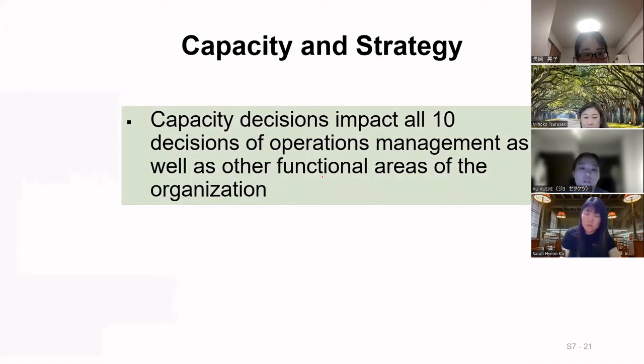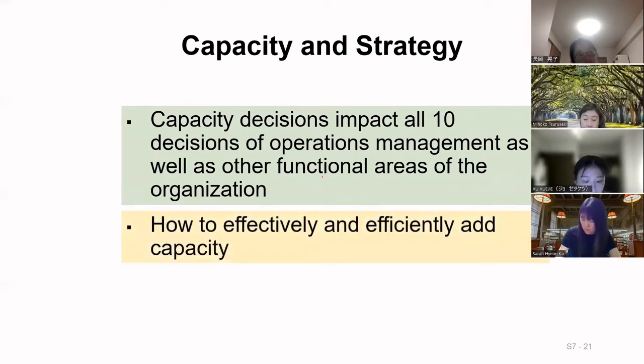Okay, so we move on to capacity and strategy. Now you can start seeing that capacity is very important. Capacity is everything to any organization. For example, today in COVID, many production lines slow down because of no capacity to produce microchips. So slow down, no production, cars stop. This is because of disruption. Initially, they thought they could support the supply chain, but it cannot. Supply chain disrupted. So capacity impacts all 10 operations management decisions, for example production and quality.